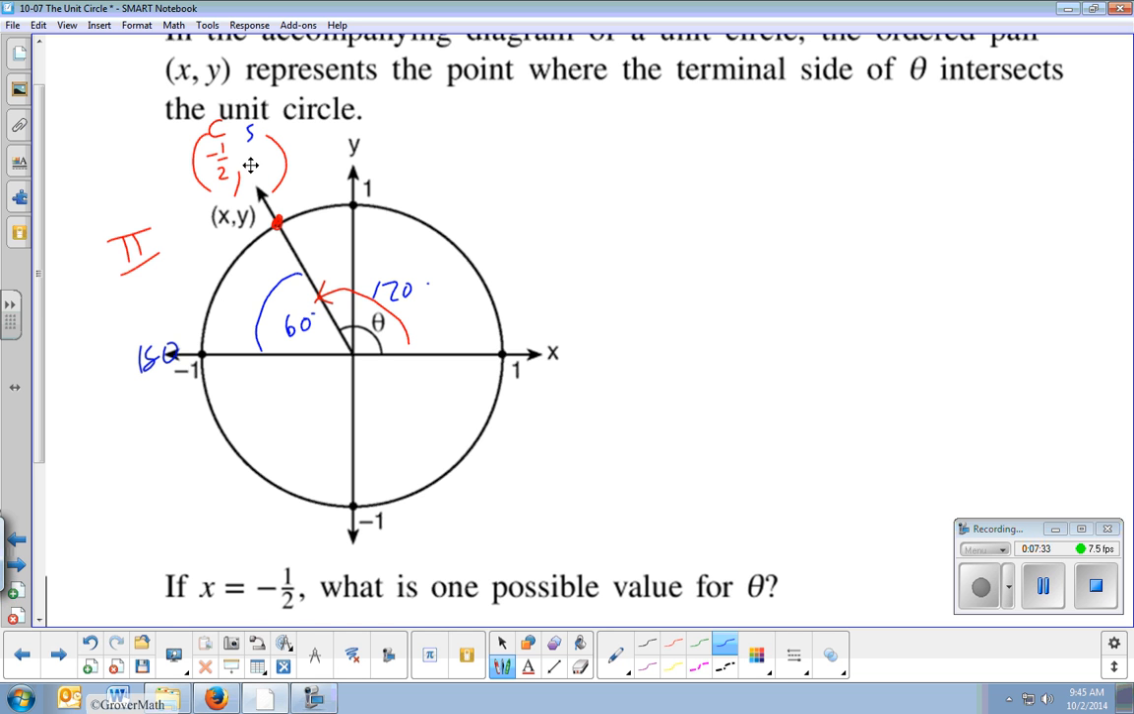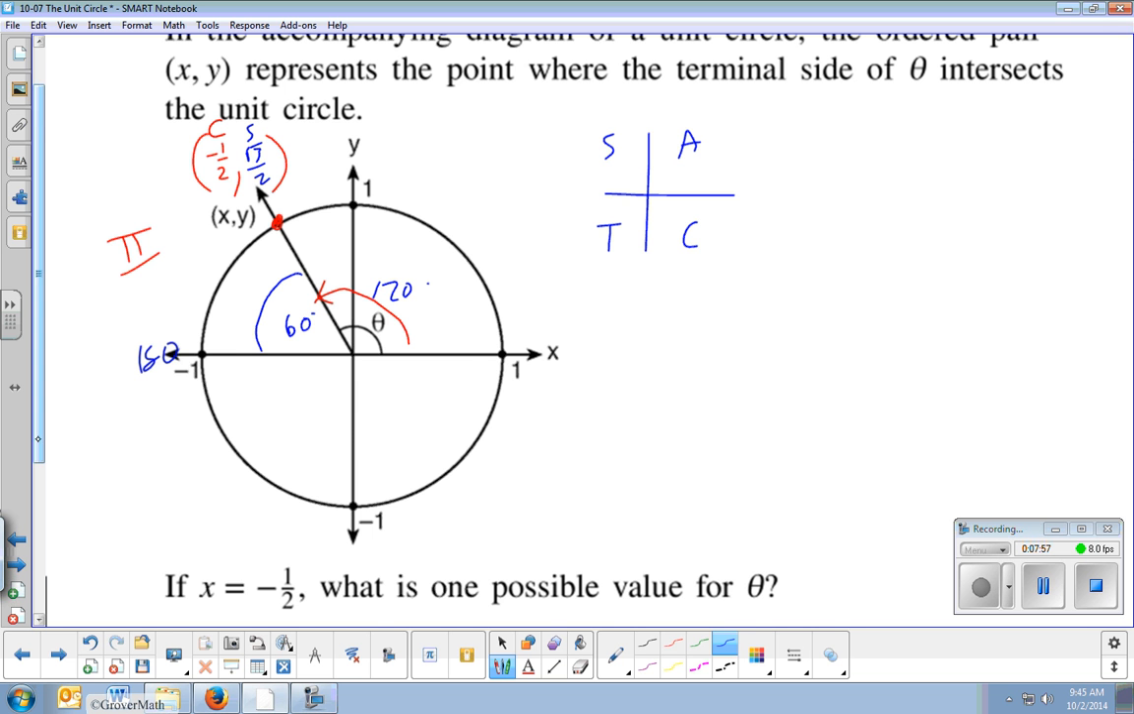The sine here would be radical 3 over 2. Now, why is the cosine negative? Well, because if we remember from our ASTC, sine's positive here, which it is, but cosine's negative. So when you type cosine of an angle in here, you're going to get a negative value. Like if you type in cosine 120, you're going to get negative 1/2.